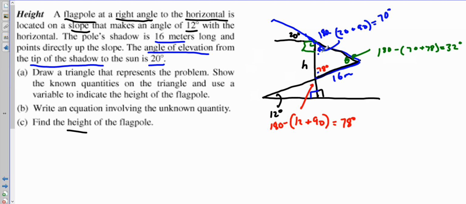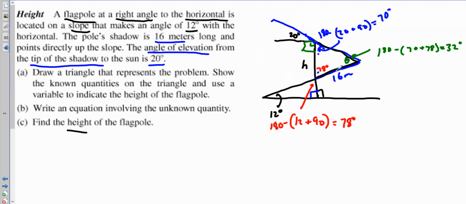So this is angle 32, this is 70, this is 78. This side is 16, and we're looking for this side h. It says to draw a triangle that represents the problem, which we did. Then show the unknown quantities on the triangle and use a variable to indicate the height of the flagpole, which is h right there. Write an equation involving this. Well, what can we use? This is not a right triangle. This one is the right triangle, but this one is not. It's an oblique triangle.